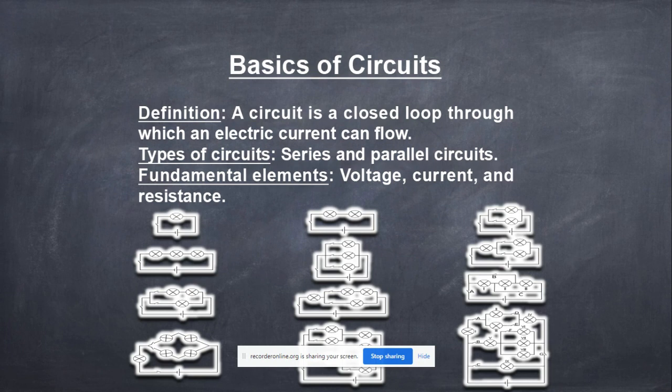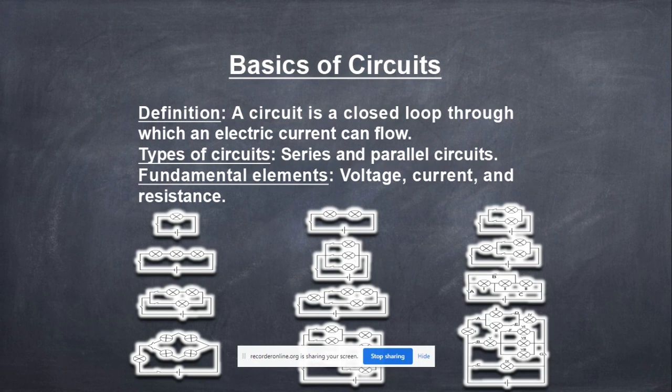A circuit is a closed loop through which an electric current can flow. Simply think of the flow of water, right, when we try to open up the water pipe. So we can easily see the flow of water. So we can take that as an example.